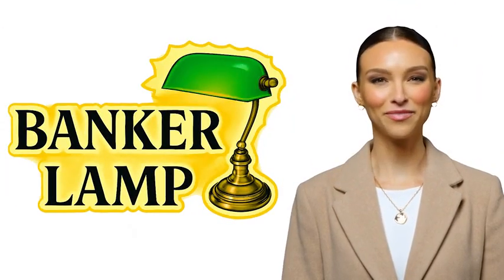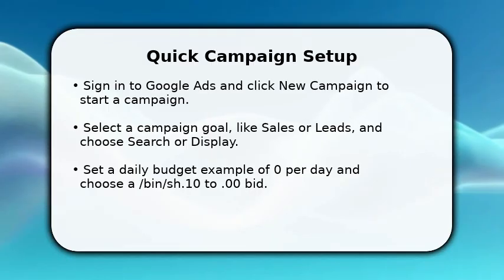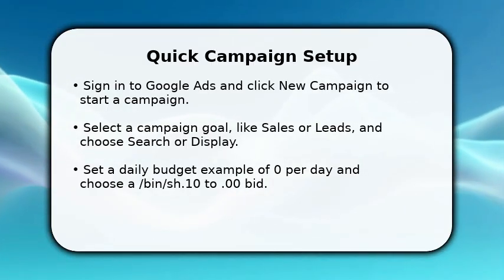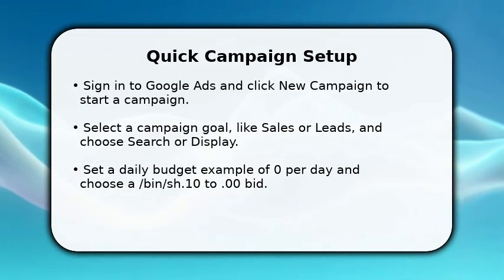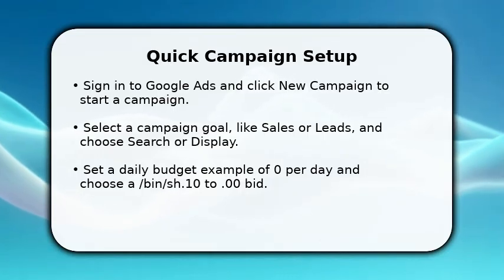Please enjoy the video. Sign in to Google Ads and click New Campaign to start a campaign. Choose a clear goal like sales or leads and pick Search or Display for ad placement. Name the campaign with your product or service and add a short description for internal use.